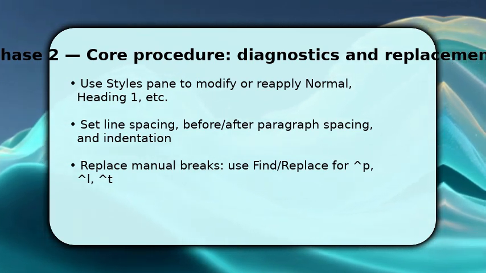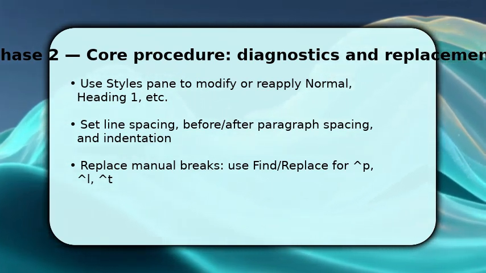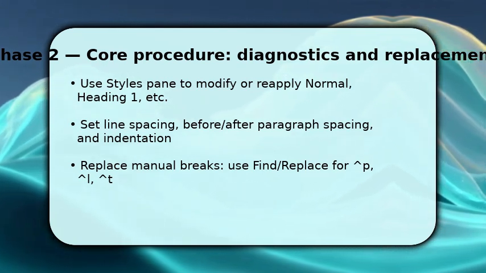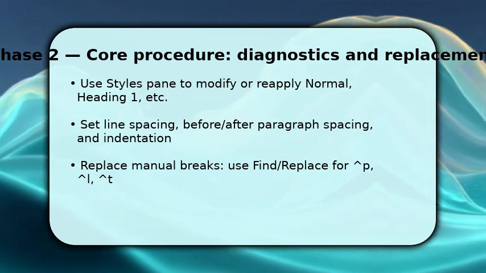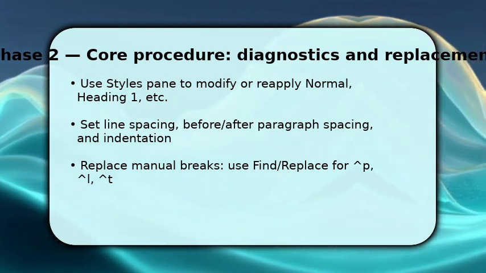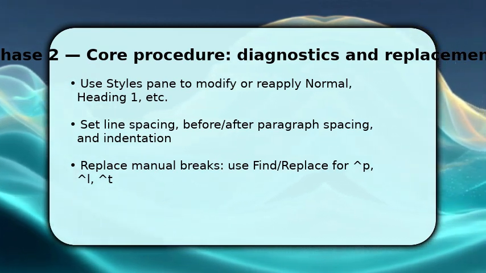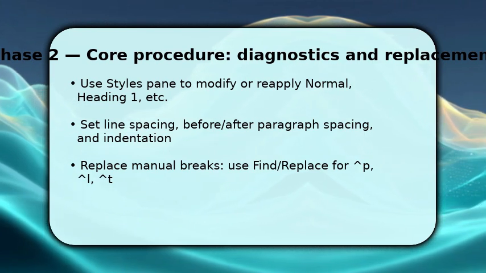Replace manual returns and tabs with Find and Replace. Use ^p for paragraph marks, ^l for manual line breaks, and ^t for tabs, so you avoid mixed spacing. If lists misbehave, adjust multi-level list settings so numbering aligns properly. Once consistent, update the whole document from one style change.